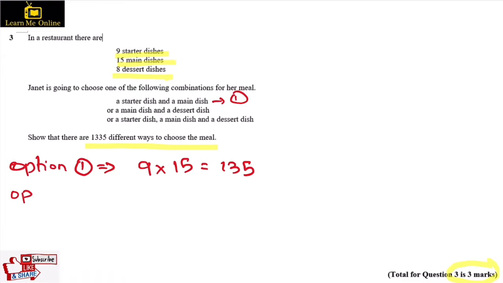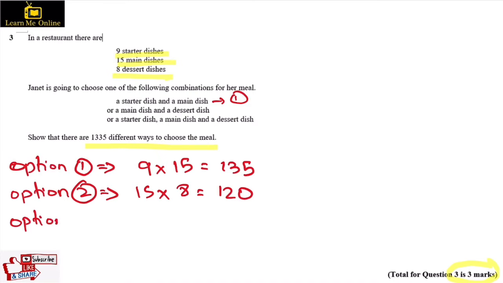Now, I'm going to consider option 2, because we are considering all the options one by one and then later adding them together. The next is the main dish. The main dishes are 15 times the dessert, which is 8. So you do 15 times 8, which would be 120. Then we're going to consider option 3, which is all 3 of them together. So it would be 9 times 15 times 8, and the multiplication is 1080.